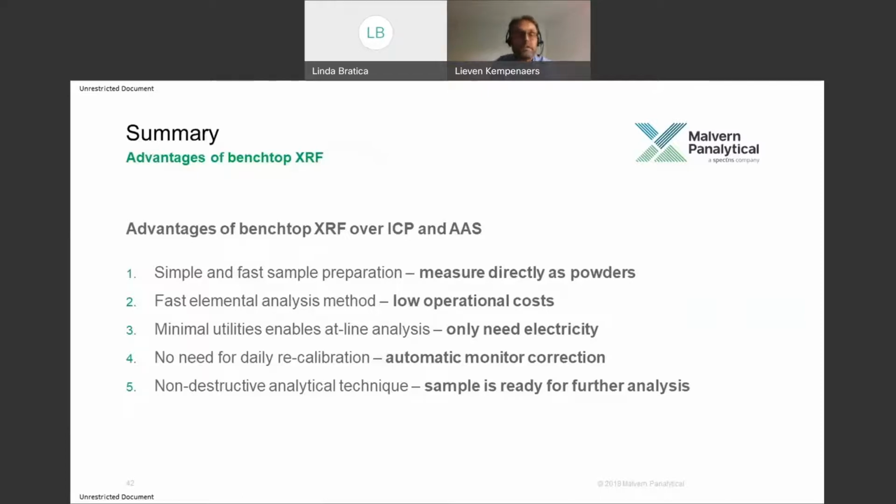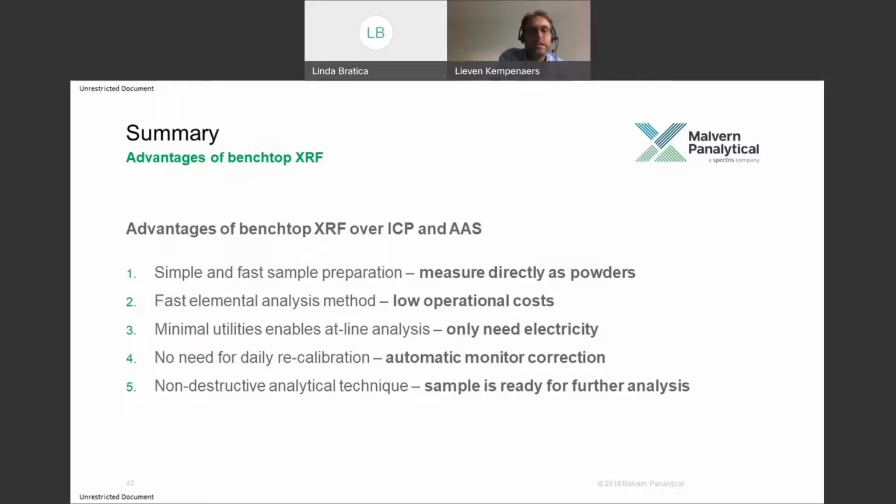Okay, so we reached the end of this webinar. I hope you picked up certain things, or it sparked some questions or nice ideas also in your company, in your process. So this summary slide talks about the advantages of the benchtop XRF over ICP and AAS. Of course, it's a repetition from this presentation.